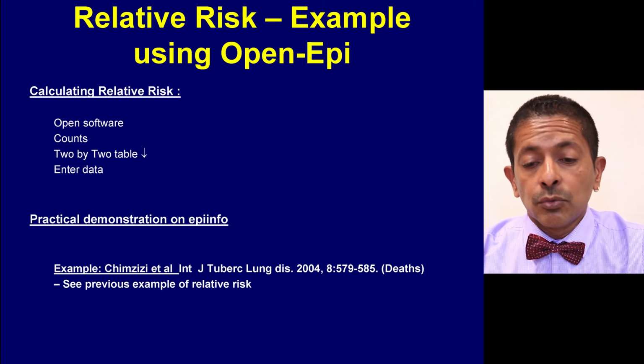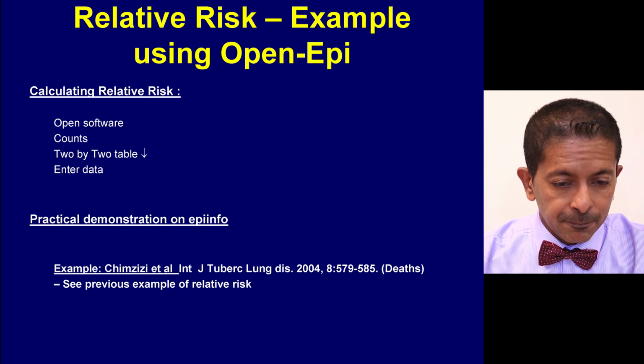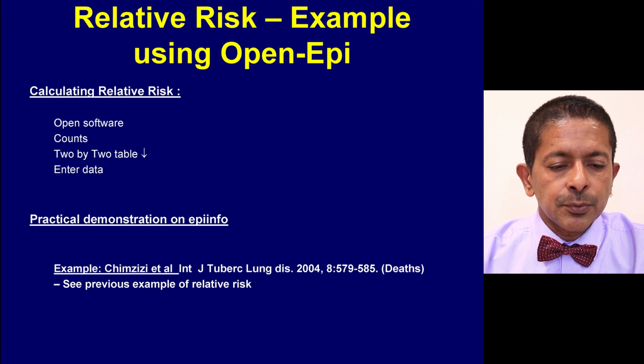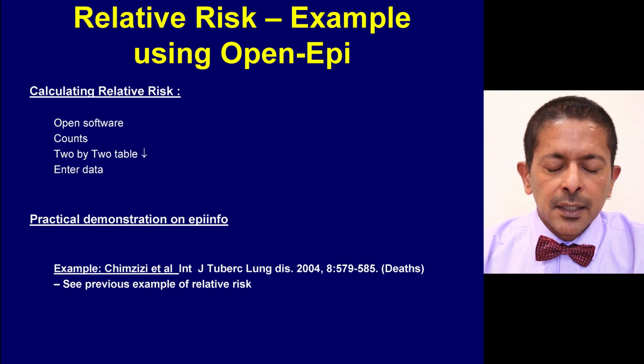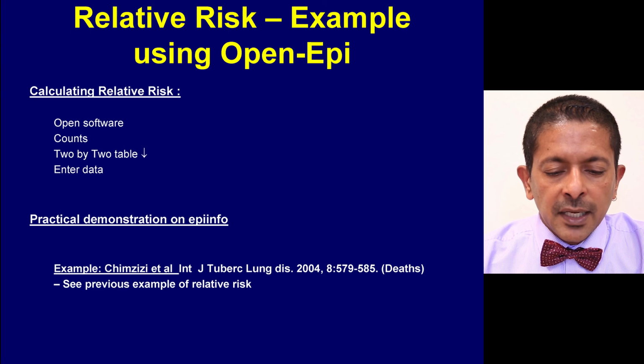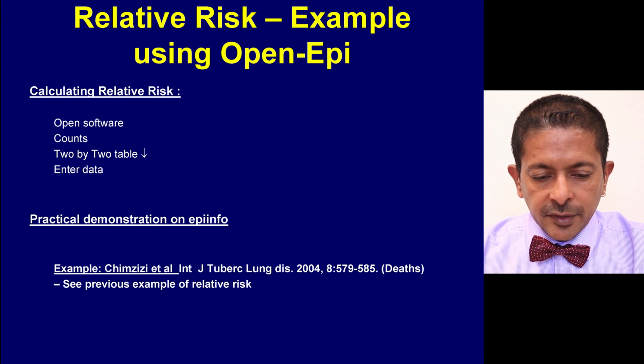You can also do relative risks using Open Epi. You open up the software, go to counts, go to 2x2 table, you enter the data, and try to do that with the example I have just shown you in the previous slide.